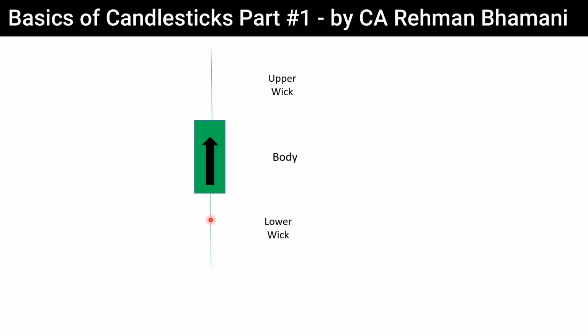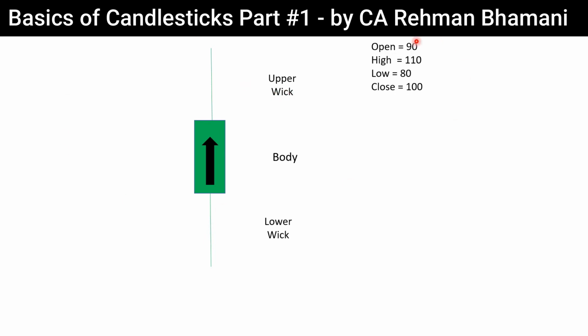This upper line and this lower line are known as wick, or they are also known as shadows. Okay, so this is the body, and this upper line and lower line are known as wick.